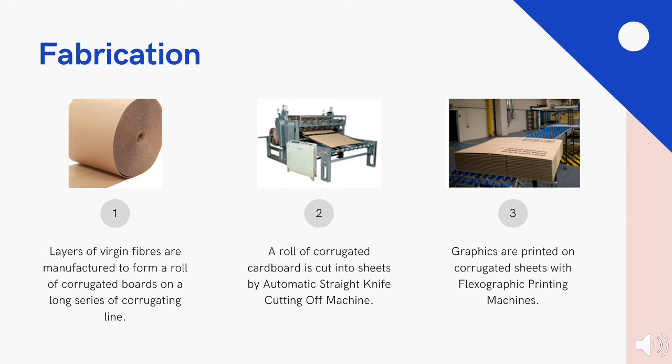Starting off, the process begins by making cardboards on a corrugated line. Layers of virgin papers or fibers are the main material of the board. The layers form the fluting medium and linerboard. Then they are heated and glued to form a roll of cardboard. The roll is cut into sheets by a straight knife cutting machine in desirable dimensions for later use. After that, the flexographic printing machine is used to print graphics and text on the flat box with water ink.